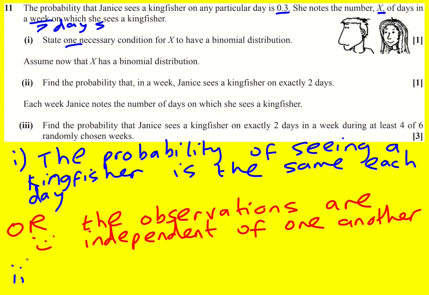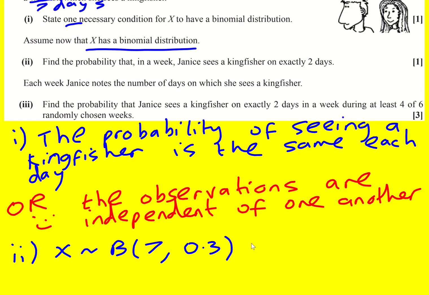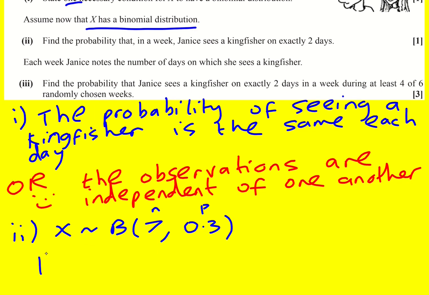On to part two. So now we're assuming that X has a binomial distribution. The first thing I do before I even look at the question is to write this binomial distribution down. X follows a binomial distribution with 7 trials because it was over the course of a week, and probability of success of seeing a kingfisher is 0.3. That sets everything up. We've got n and we've got p. And then we want to calculate the probability that X is equal to 2, exactly 2 days.